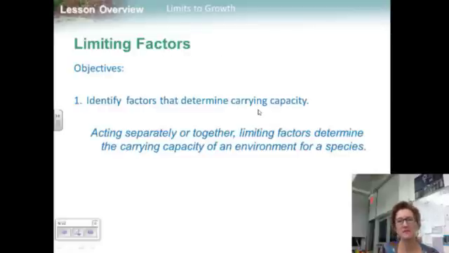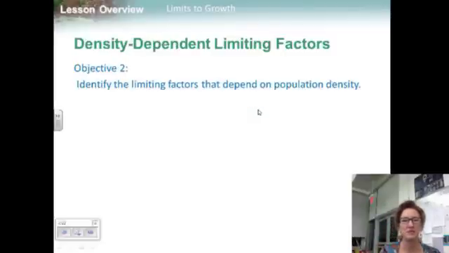So objective 1 is to identify factors that determine carrying capacity. And an overall picture here, we'll look at more details obviously, is that acting separately or together, limiting factors determine the carrying capacity of an environment for a species. And there are several different types of limiting factors that we just discussed, and we'll discuss more at length. Objective 2, identify the limiting factors that depend on population density.